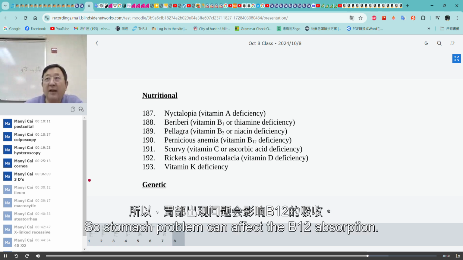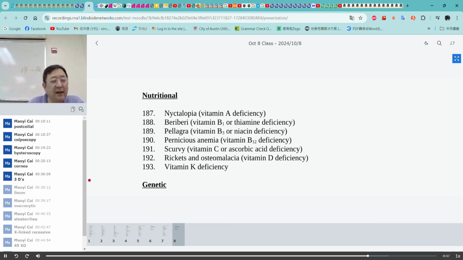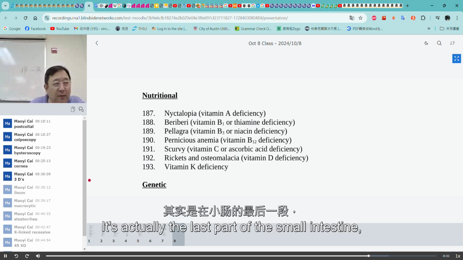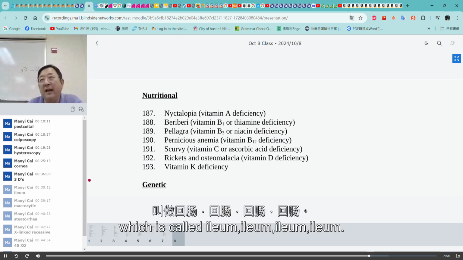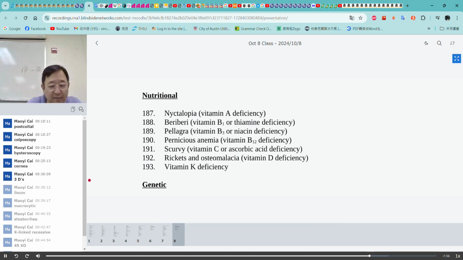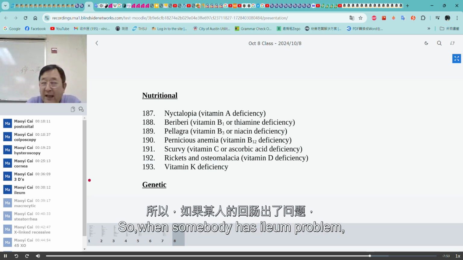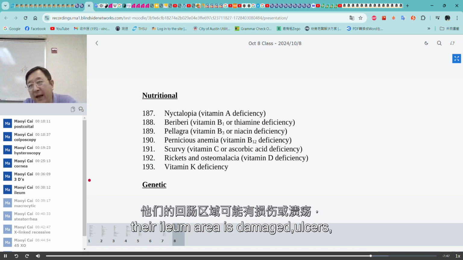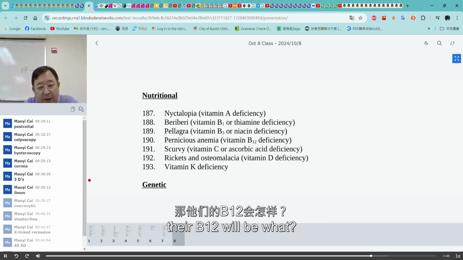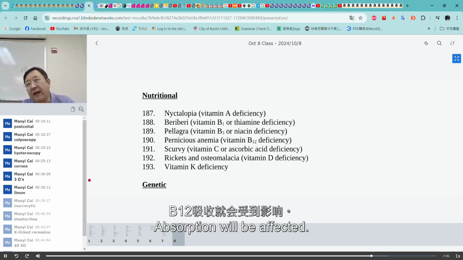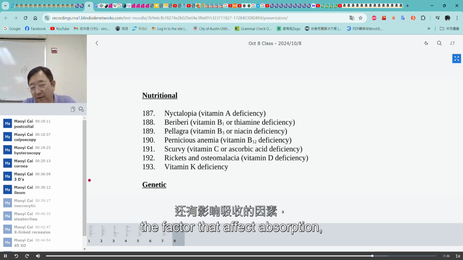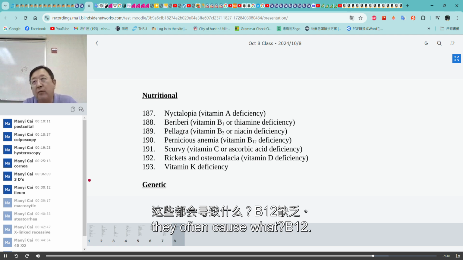So a stomach problem can affect B12 absorption. Intrinsic factor. And the B12 absorption is where? It's actually in the last part of the small intestine, which is called ileum. Ileum is absorption. So when somebody has an ileum problem, like IBD, inflammatory bowel disease, right? Crohn's disease, their ileum area is damaged, ulcers, their B12 absorption will be affected. So multiple factors, dietary source, the factor that affects absorption, and the absorption site, all can cause what? B12 deficiency.